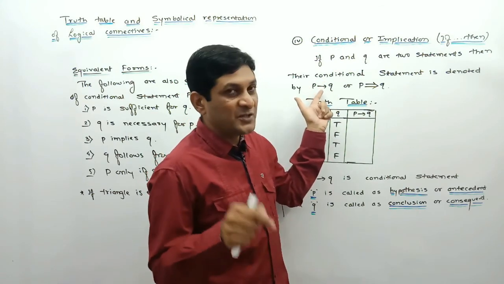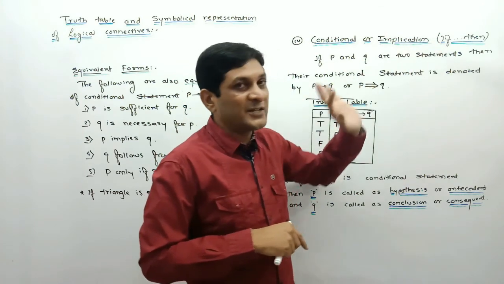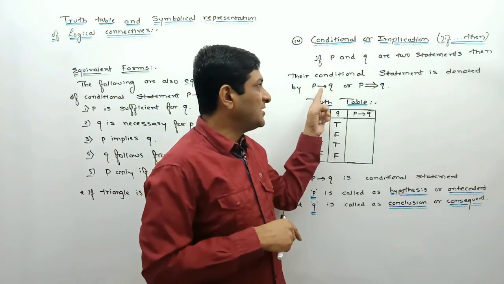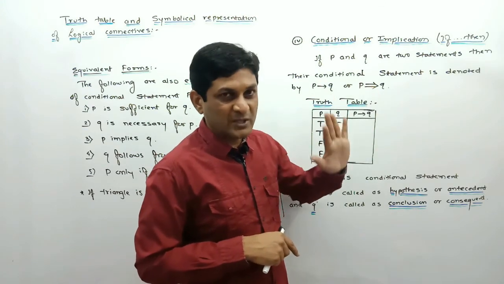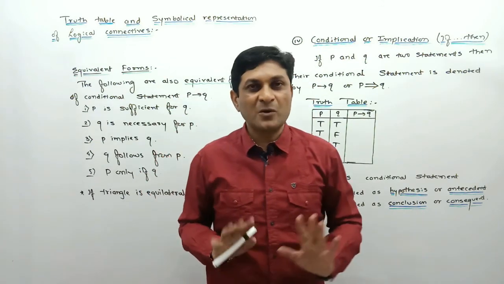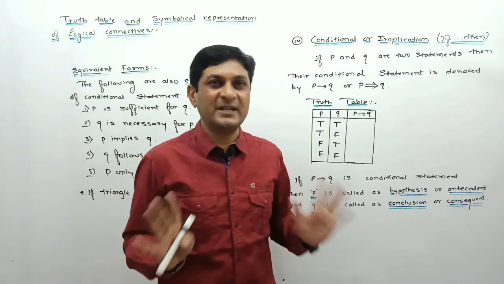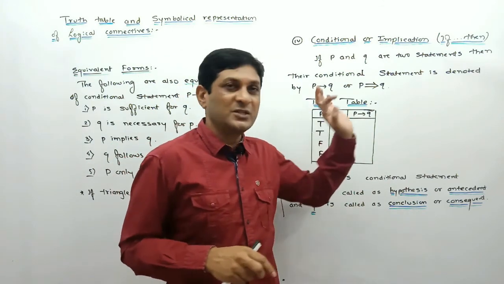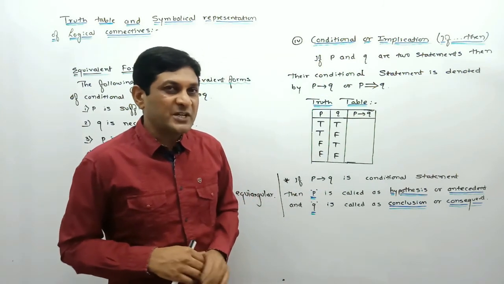That's why, since we are using implication here, if-then is also called implication. It can be denoted by this notation or by this other notation, but priority is given to this notation: P implies Q. Now, I hope the idea about the symbolic representation of the fourth logical connective is clear to you: implication is used for if-then. Now let us discuss its truth table.